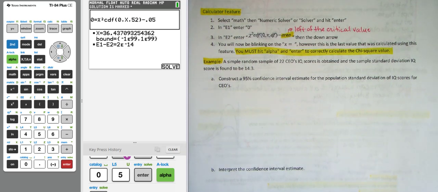This is going to be super important as we go through the examples for finding the confidence interval estimates for population standard deviation.